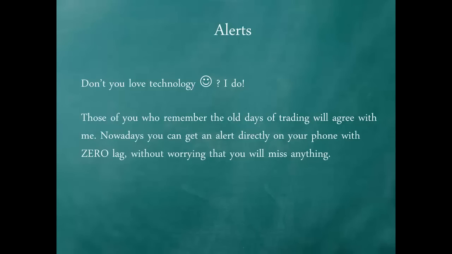Those of you who remember the old days of trading will agree with me. Nowadays you can get the alert directly to your phone with zero lag, without worrying that you will miss anything. Technology is in our favor. And if we learn to take the advantage and the benefit out of it, we will maximize the profits we can get. Not just talking about SRS, about everything. Everything is moving forward.